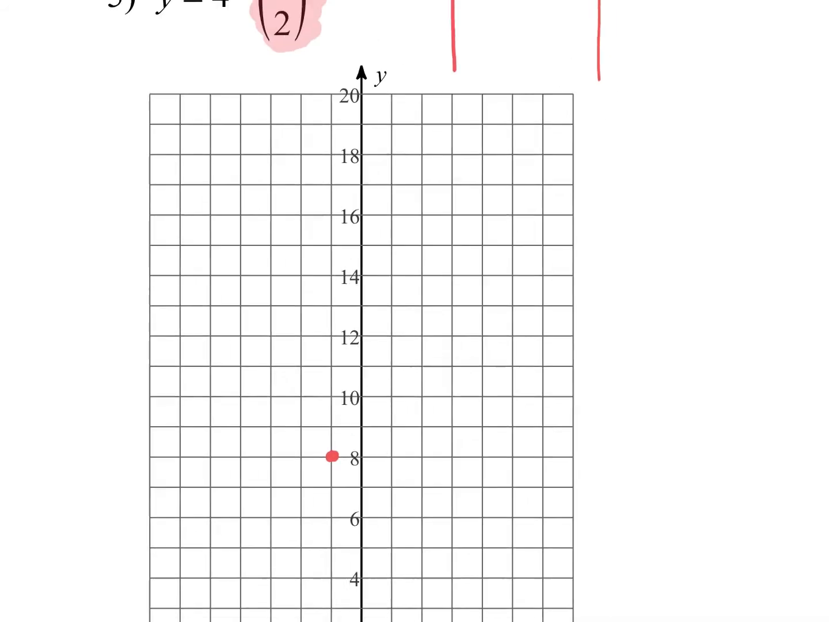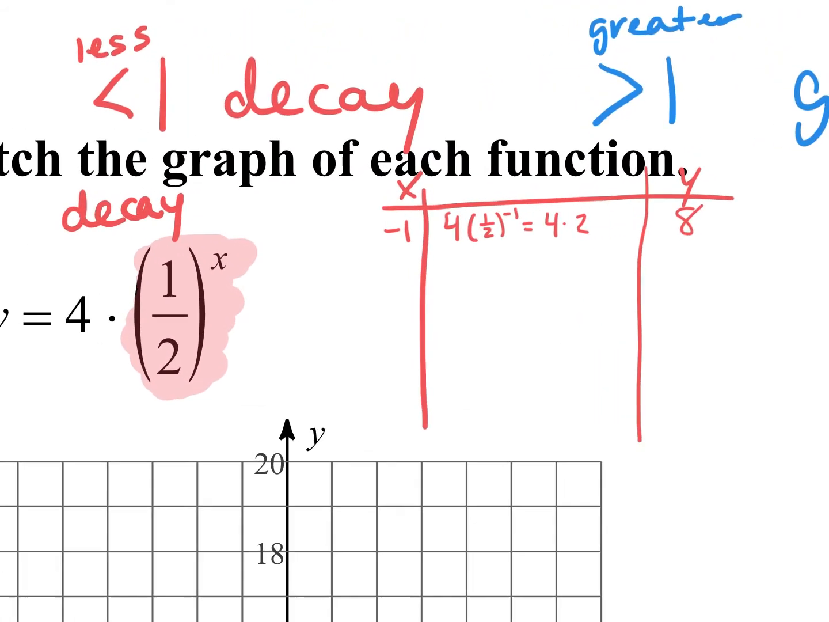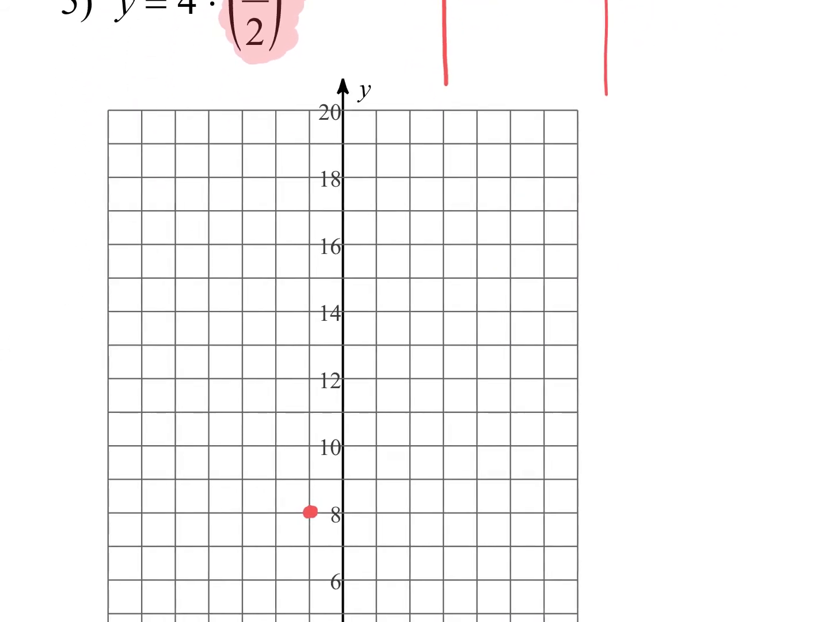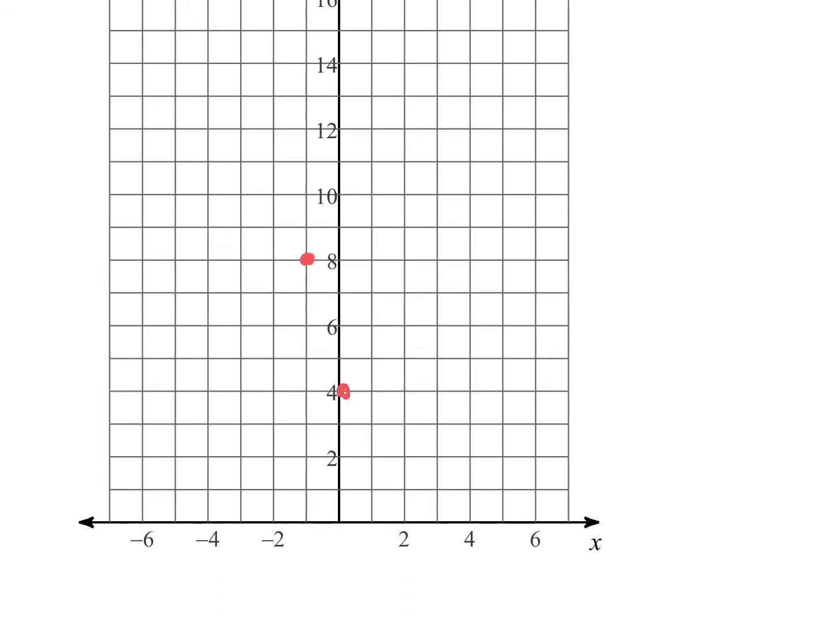So that's our first point. What should we plug in next? 0. So we have 4 times 1/2 to the power of 0. What's 1/2 to the power of 0? 1. So 4 times 1 is what? 4. So we plugged in 0 and got 4. So there's our second point.